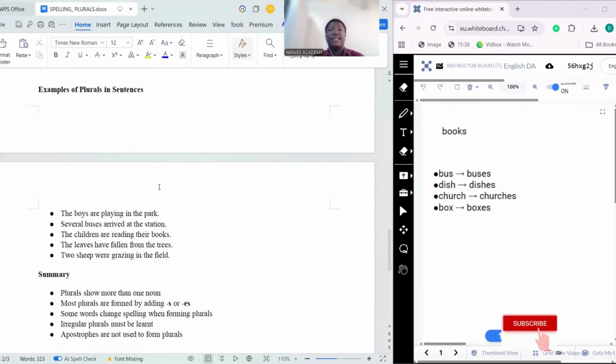Examples of plurals in sentences include: the boys are playing in the park, several buses arrived at the station, the children are reading their books, the leaves have fallen from the trees, two sheep were grazing in the field.